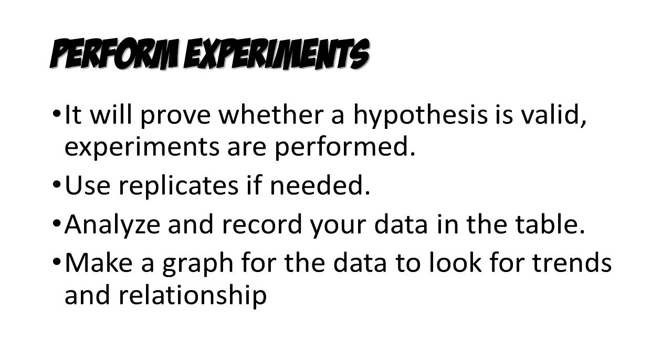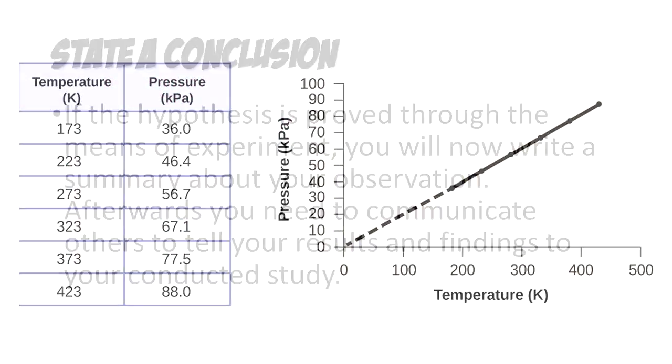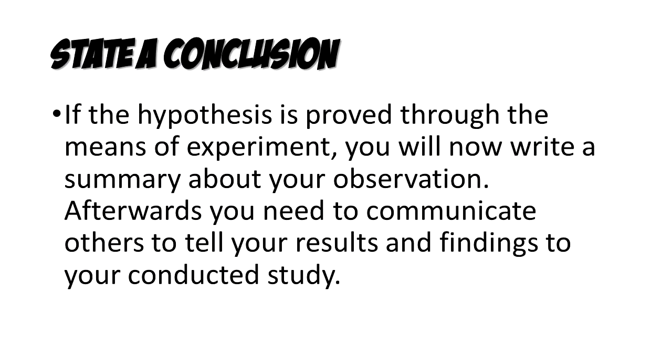And then through performing an experiment, we need to analyze and record your data in the table. Make a graph for the data to look for trends and relationship with each other. Meron tayong iba't ibang uri ng relationship when it comes sa graph, no? Next, state a conclusion. If the hypothesis is proved through the means of experiment, you will now write a summary about your observation. Afterwards, you need to communicate to others to tell your results and findings of your conducted study.